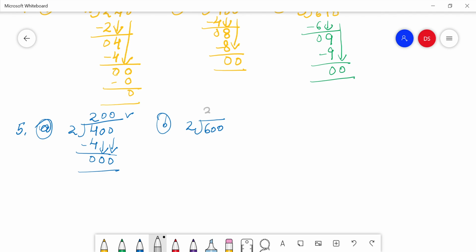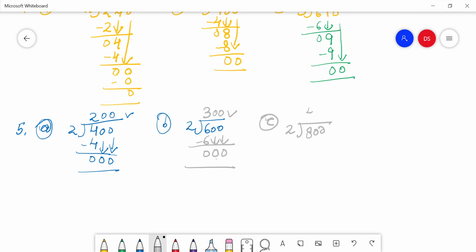2 3s are 6. 6 minus 6 is 0. Next digit 0. So when we divide 0 by 2, the answer will be 0. Again there is a 0. When we divide 0 by 2, the answer will be 0. So here the quotient is 300. Now we will move to the next part, that is C part of question number 5, 800 divided by 2.